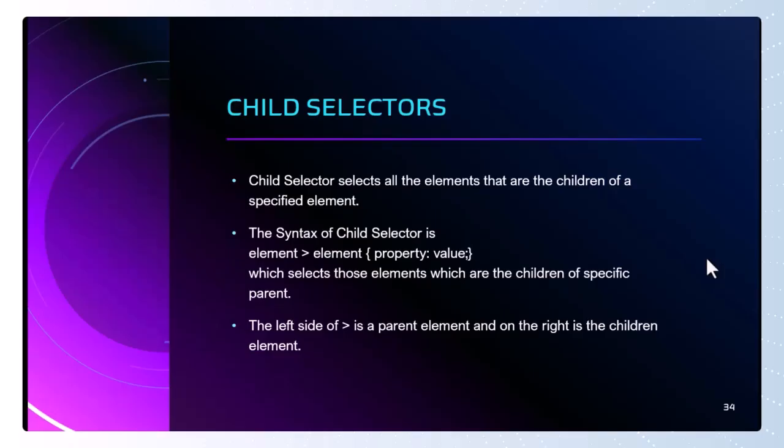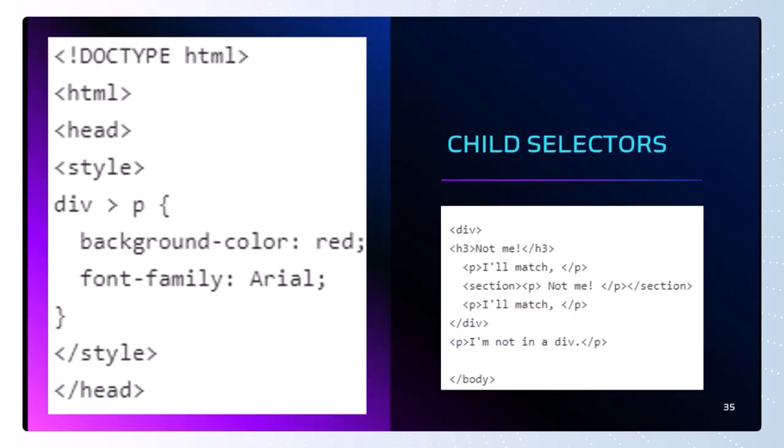Child selectors are all the elements that are the children of a specified element. The syntax of a child selector is element greater than element with the property value, which selects the elements which are children of a specific parent. The left side of the greater sign is a parent element, and on the right is the children. So in this example, we have the style and we have div, the greater sign, P, and that P is a child of the div.